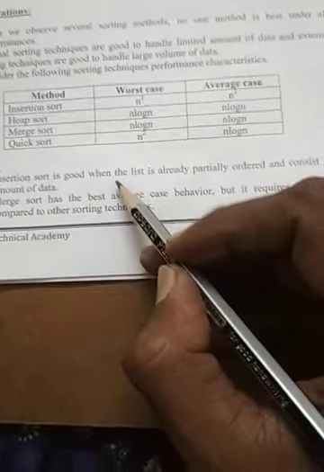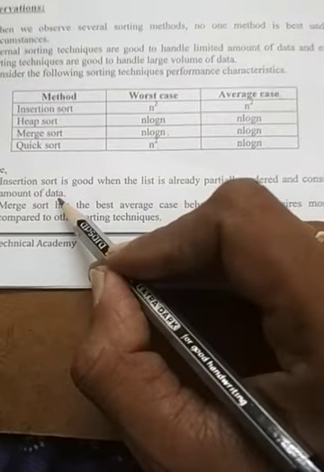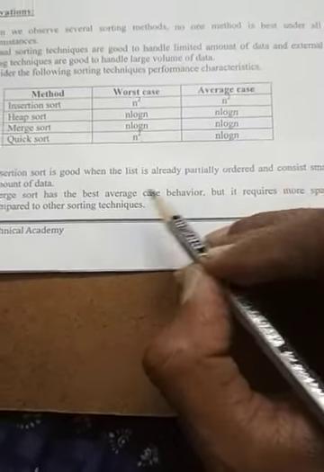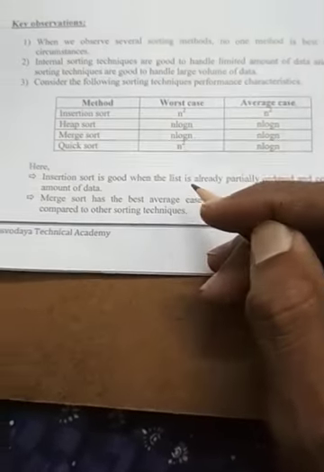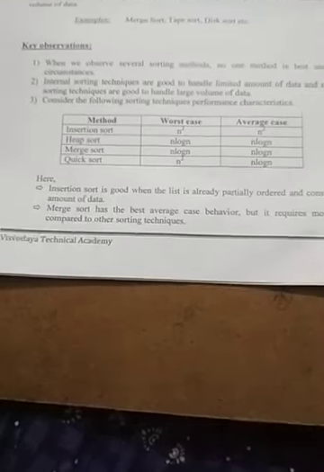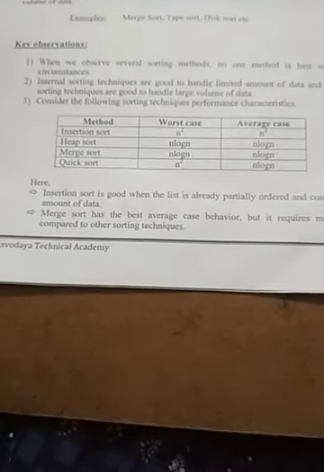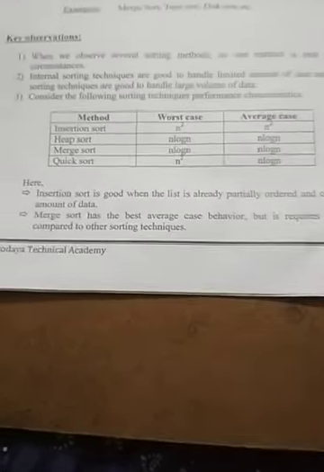Insertion sort is good when the list is already partially ordered or consists of a small amount of data. Merge sort has the best average case behavior, but it requires more space compared to other sorting techniques. That means a portion of the data is stored in the primary memory, and the remaining portions are available in the secondary memory. Once that portion is sorted, the second portion is collected, and the process is done in different phases. That's why it may also be called a polyphase sorting procedure.